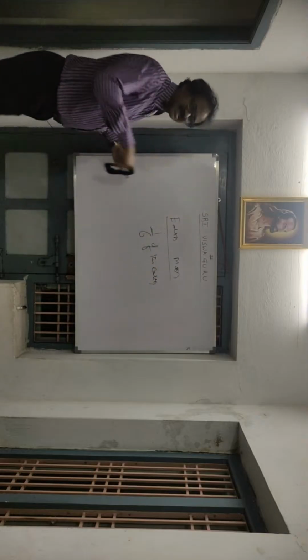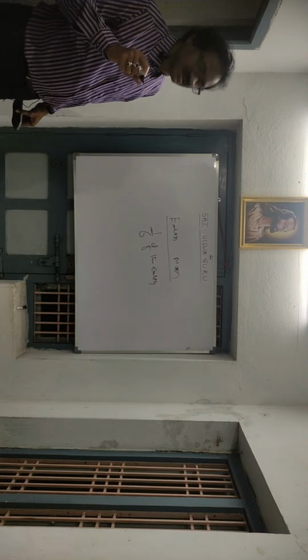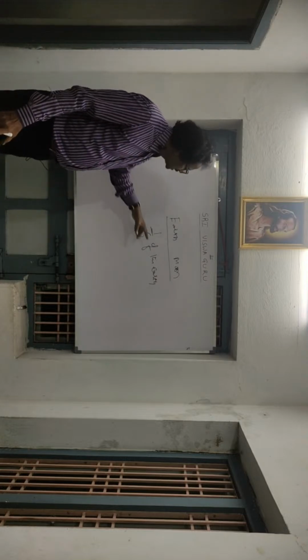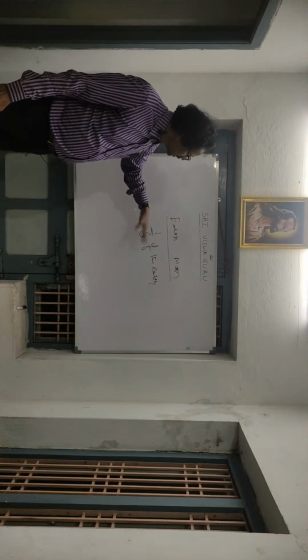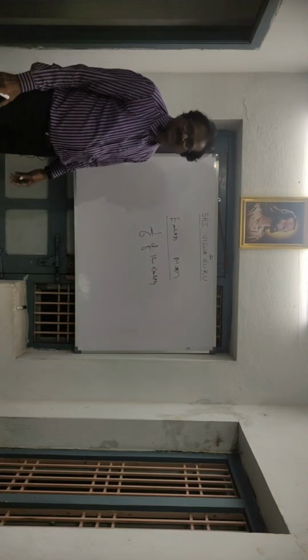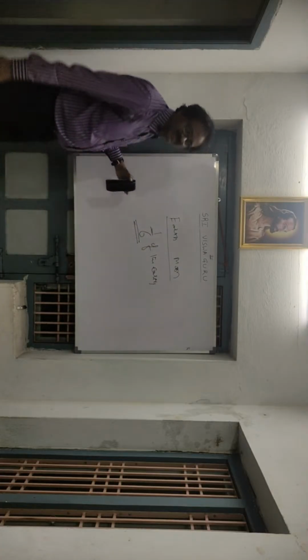In the earth's attraction, that is 1/6 of the moon. The weight on the moon is 1/6 of the earth. Okay, 1/6 of the earth.